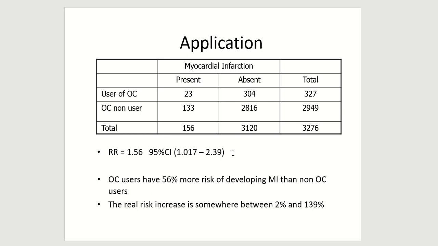And therefore I can now interpret my relative risk. This relative risk is 1.56. So I can say the risk of myocardial infarction among the oral contraceptive users is 1.56 times that of non-users.